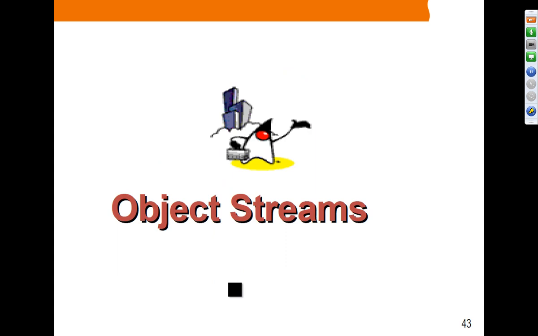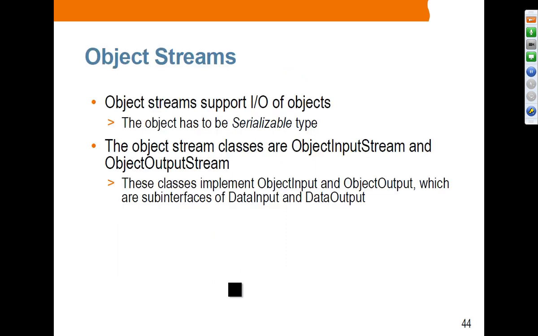Now moving forward, object streams. Object streams are for writing and reading objects. We haven't learned the concept of serializable yet. Not every object is in fact serializable. Only objects of a serializable type can be serialized, meaning they can be saved into a file, and you can read the object back from a file. So the object has to be of serializable type.